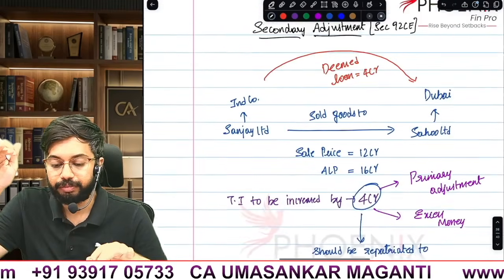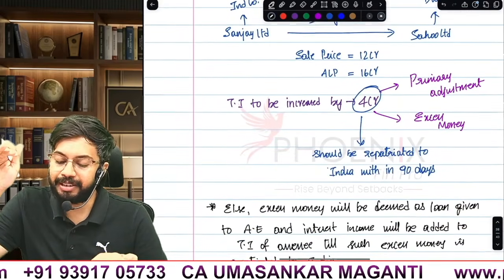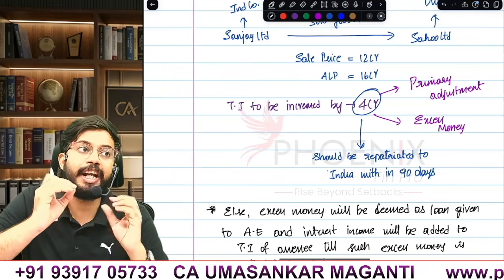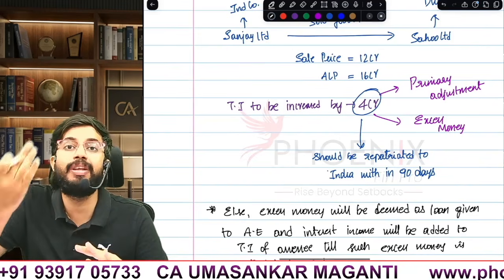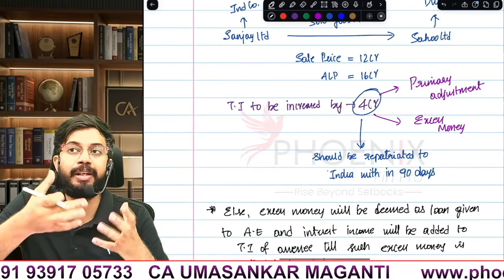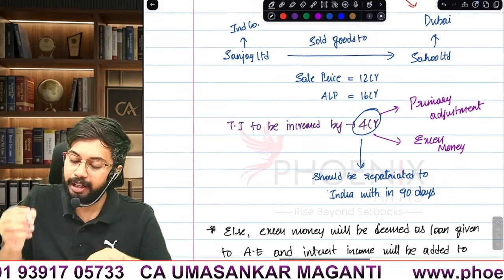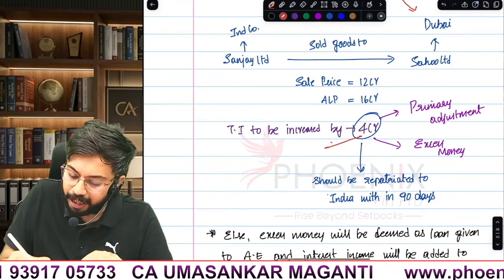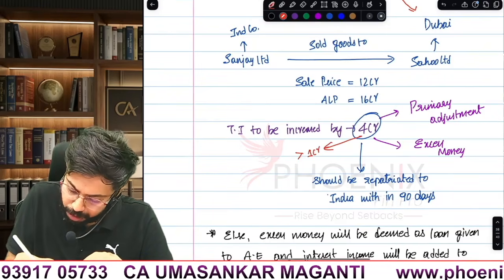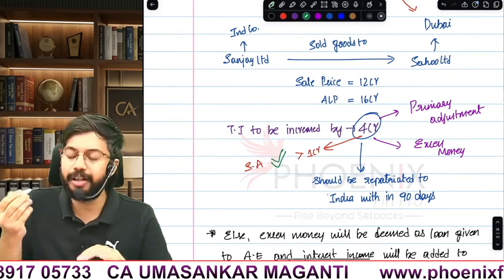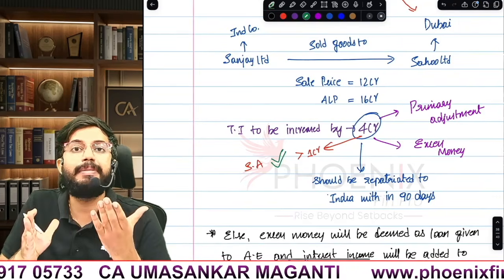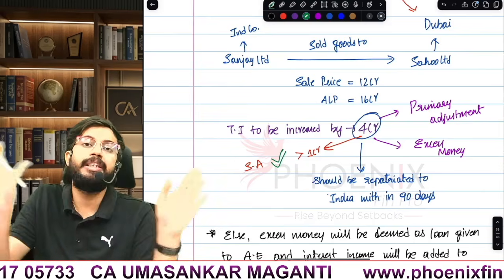Now, whatever this secondary adjustment is there, secondary adjustment provisions are applicable only if primary adjustment is more than 1 crore. Okay, now I'm discussing conditions. Here, primary adjustment is greater than 1 crore. So, secondary adjustment provisions are also applicable. Are you able to understand? If primary adjustment is less than 1 crore, secondary adjustment is not applicable.